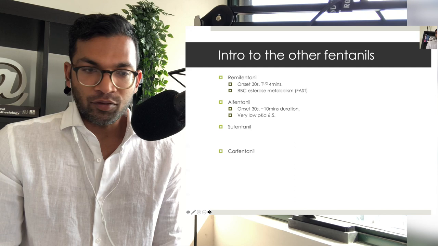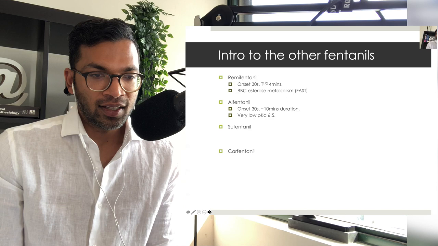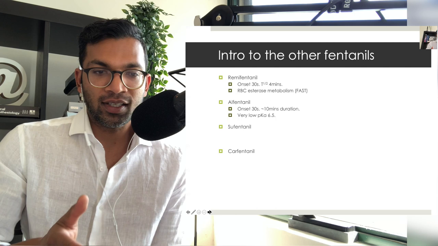Alfentanil, again, has a really fast onset due to a very low pKa, which we talked about briefly with local anesthetics. There's so much unionized fraction with that low pKa in the body that it has a rapid onset, and roughly 10 minutes duration.